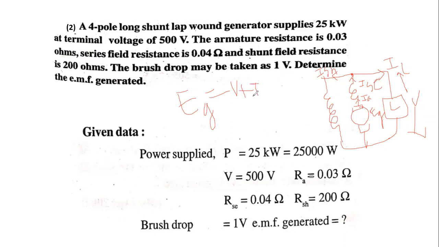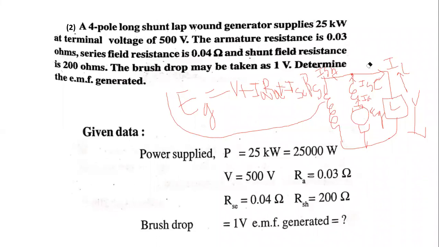EG equals V plus IA RA plus ISC RSC. This is the voltage equation in the case of a long shunt compound generator.